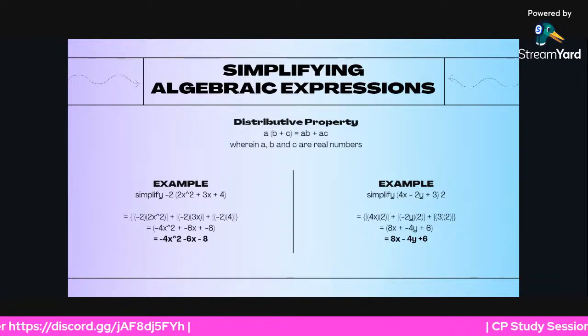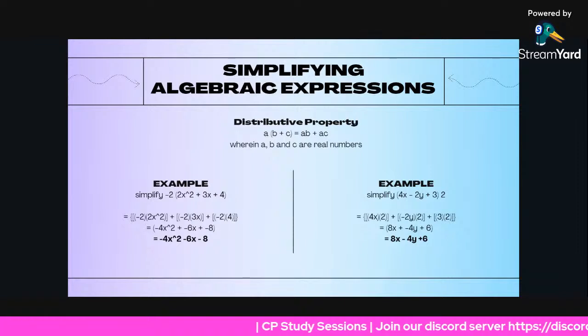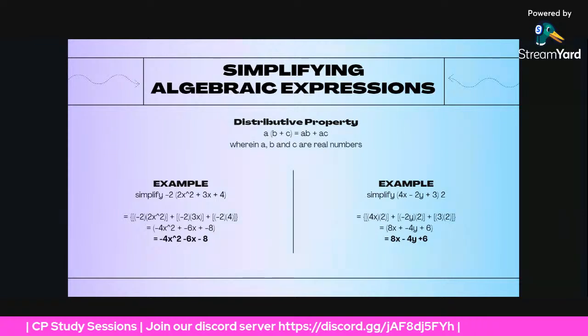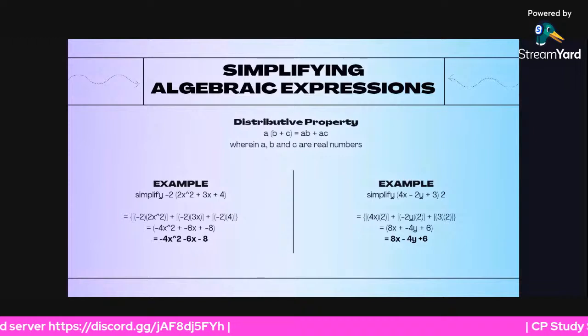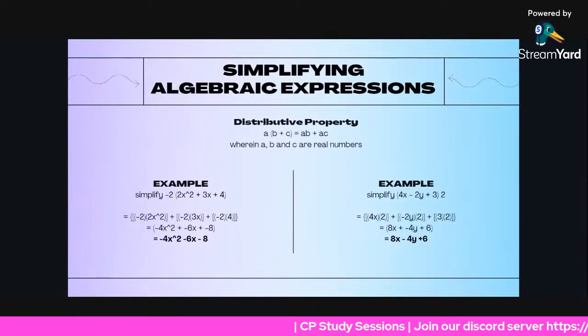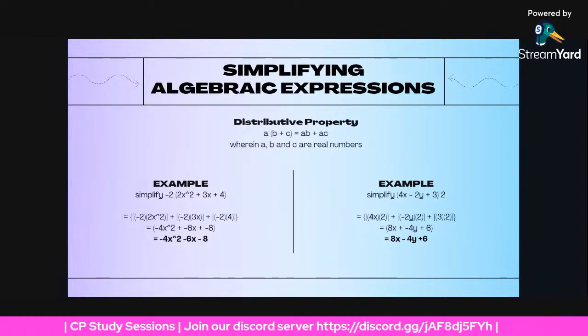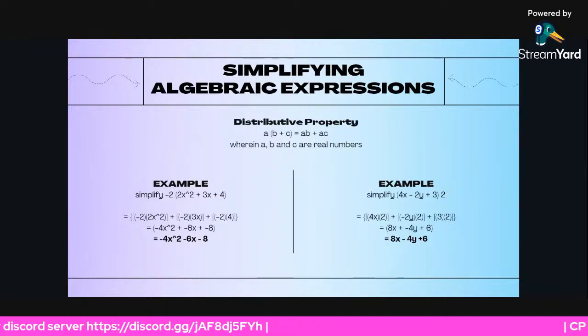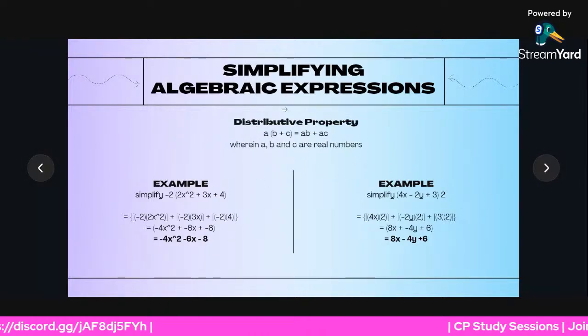So, before tayo mag-proceed sa pinaka-procedure niya, i-introduce ko muna yung distributive property. So, in distributive property, A times quantity B plus C is equal to AB plus AC, wherein A, B, and C are real numbers. So, para mas maintindihan nyo yung ibig sabihin niya dito sa pinaka-formula, proceed tayo sa example.